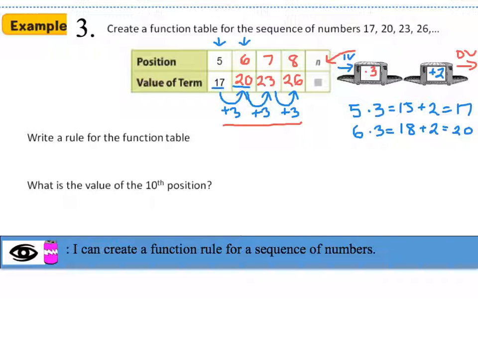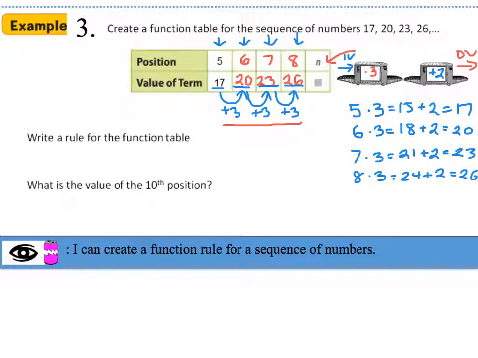Let's take the next position, which is 7, place it into the function machine. So 7 times 3 gets 21. But it has to continue to go inside of the function machine by adding 2, and I get 23. So I've got 23 here. Let's go ahead and take our next position number, which is 8, place it into the machine. So 8 times 3 is 24. So it's going to continue on in the function machine. So let's add 2, and we have 26. That's the next value of term.